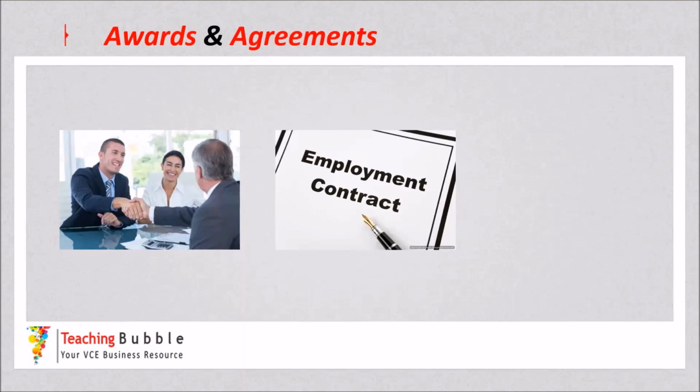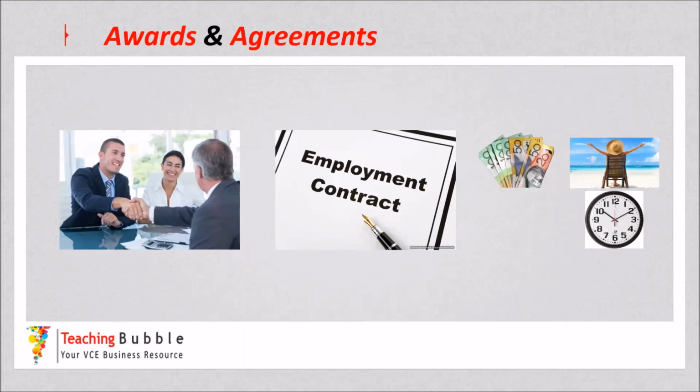In this video, we're going to look at awards and agreements. So when a new employee begins employment at a particular business, they will sign an employment contract. That employment contract will outline things like how much they are paid, how many weeks holidays they get per year, how many hours per week they're supposed to work, how much parental leave they get when they have a baby, and all other employment conditions will be outlined in that contract.